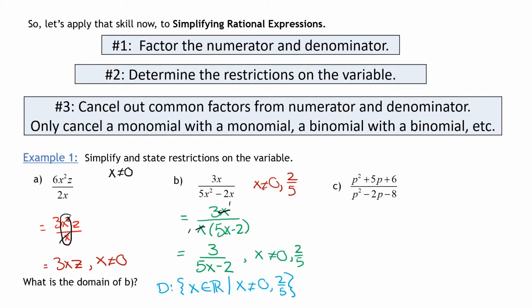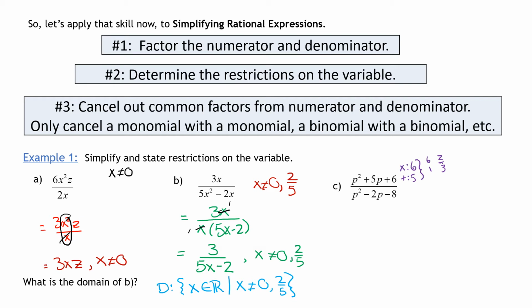C. This is even harder. We've got a trinomial over a trinomial. So the first step is to factor the numerator and the denominator. Okay, factor. So looking at the numerator, this is an easy trinomial. And look back to yesterday's video if you forget what that means. I'm looking for numbers that multiply to 6 and add to 5. So what does that? I'm thinking 6 and 1 or 2 and 3. What's going to multiply to 6 and add to 5?